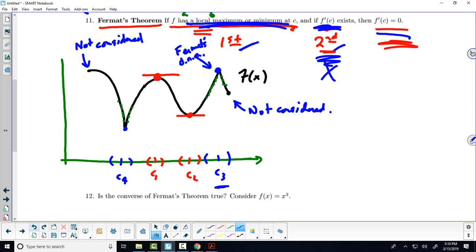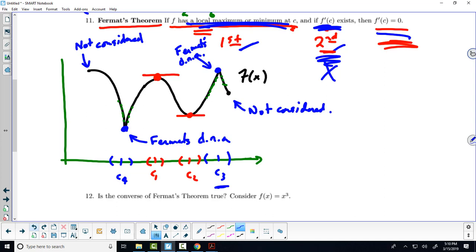I'll put DNA for does not apply. Okay. Likewise here, Fermat's does not apply. So even though I have a local minimum at C4, since it's not differentiable because of that cusp, we can't conclude that the derivative is 0, and that should make sense.